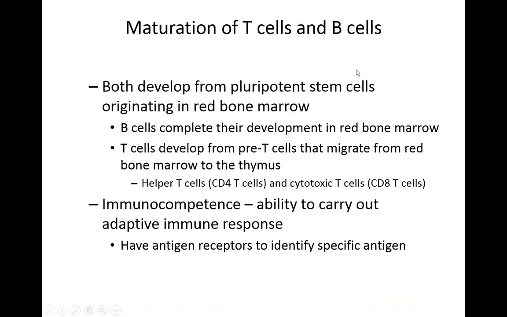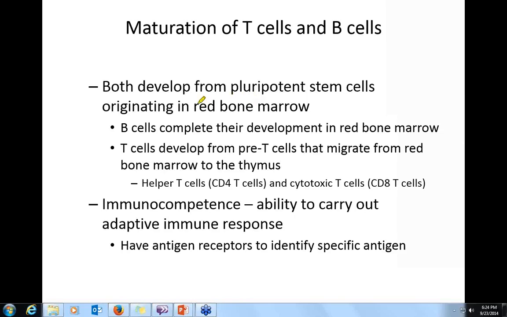Okay. Let's talk a little bit more about T and B cells. They originate in the bone marrow, both T and B cells. Again, these are lymphocytes. Remember, in the bone marrow you have pluripotent stem cells that can give rise to all blood cell types, including the lymphocytes, the neutrophils, but also red blood cells and the cells that become platelets. B cells complete their development in the red bone marrow. So I like to think B for bone marrow.